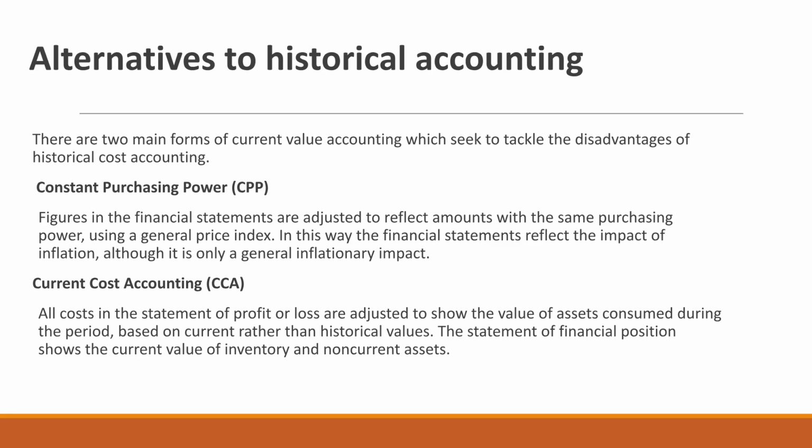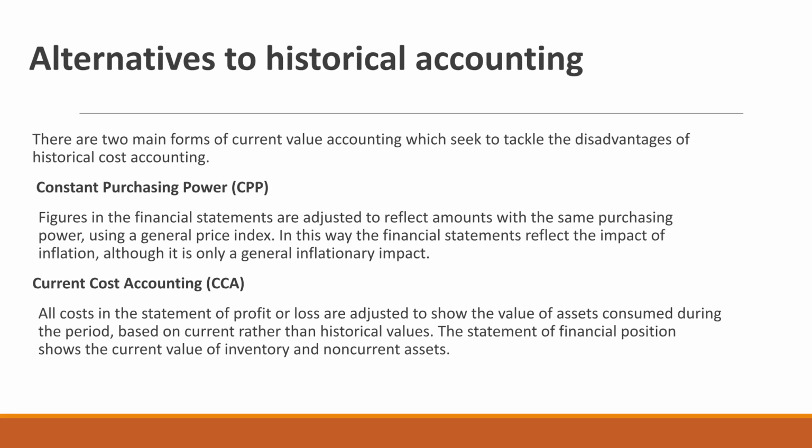Now that we've discussed the limitations of historical cost, let's look at some alternatives. There are two main approaches to current value accounting that aim to address these shortcomings, as outlined here: constant purchasing power, or CPP, and current cost accounting, or CCA. Constant purchasing power accounting adjusts figures in the financial statements using a general price index. This helps to reflect the impact of inflation by restating amounts in terms of their equivalent purchasing power at a specific point in time. However, it's important to remember that this only reflects the general impact of inflation, not specific price changes for individual assets.